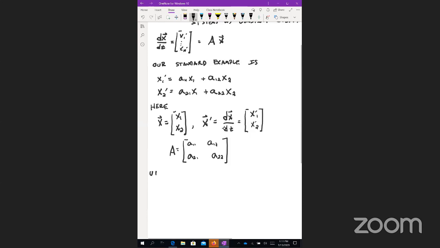So understanding the 2x2 example in this case is really helpful.